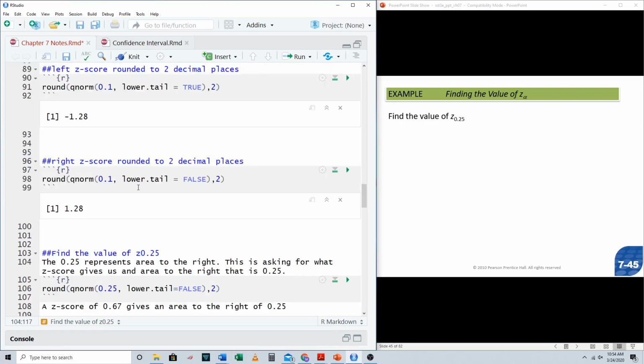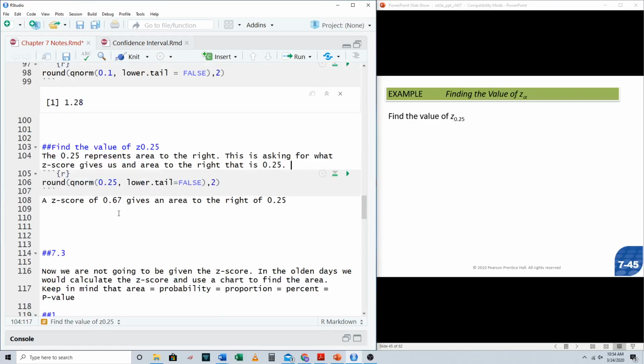So exactly what we just did here, area to the right, is just given in a different way. That subscript is always going to be area to the right. So if I ask you to find z subscript or z sub 0.75 or 0.95 or 0.05, that's always area to the right. So just include lower tail equals false on these. I think that's it for 7.2.